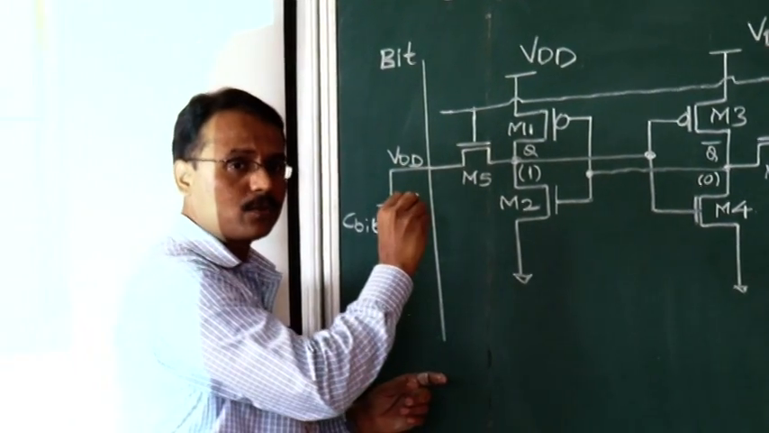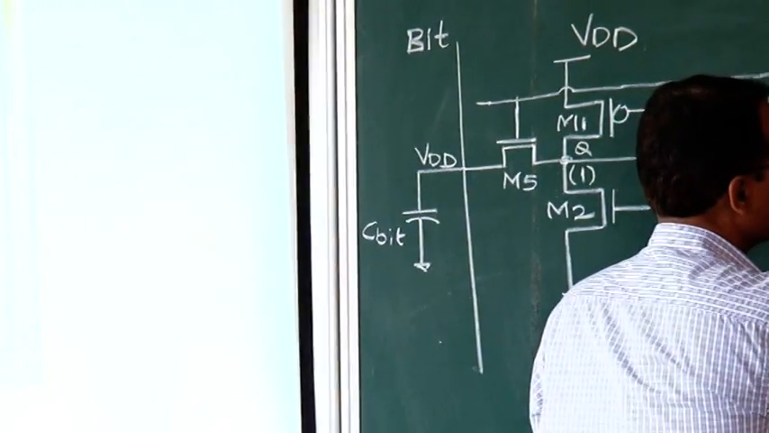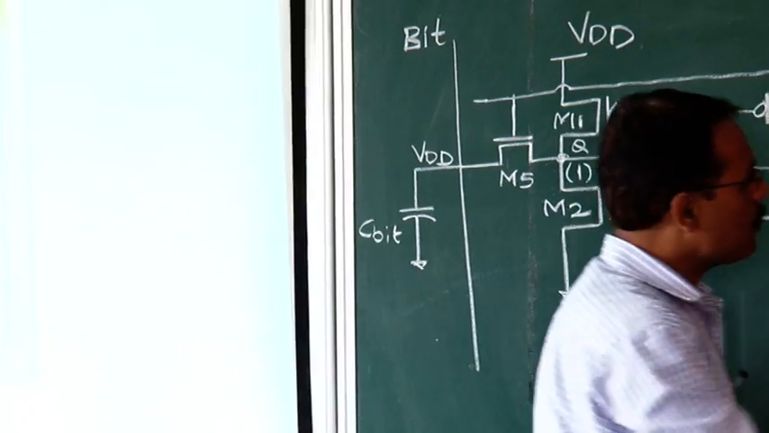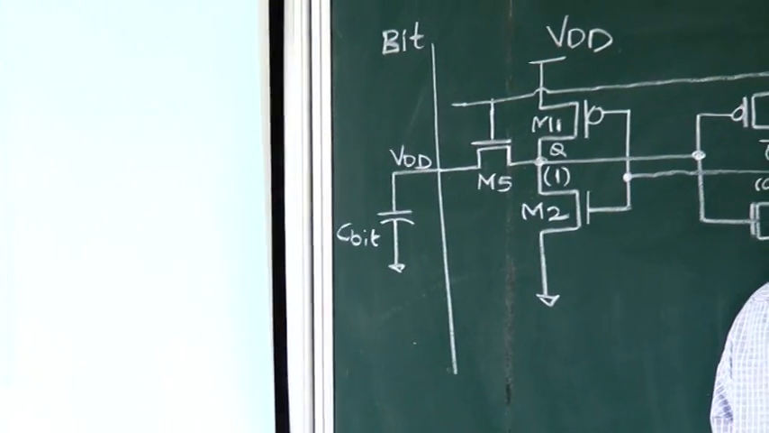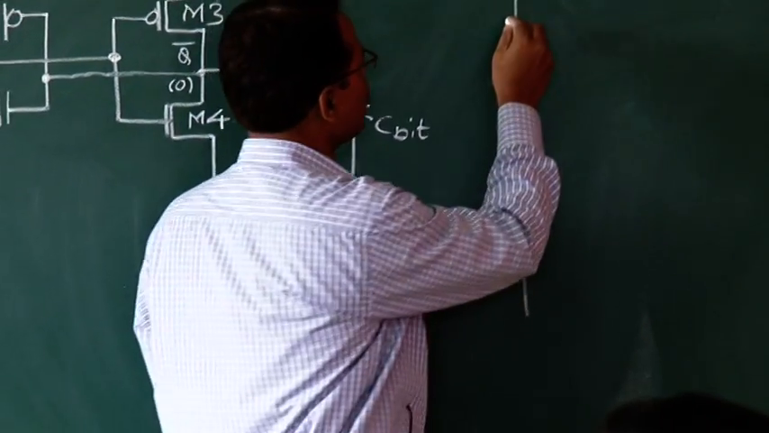Because that is the highest voltage available, or we consider logic 1 equal to VDD. So this is also VDD. So what I will do? I will explain this operation with the help of some diagram, with the help of some waveforms.